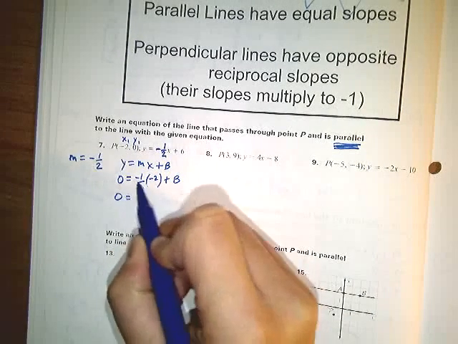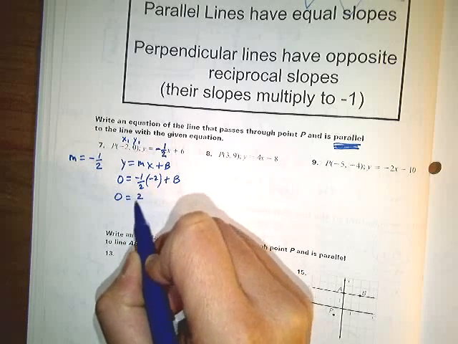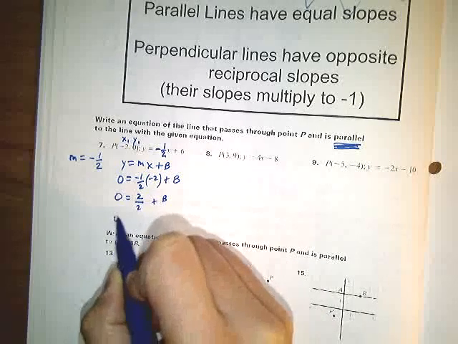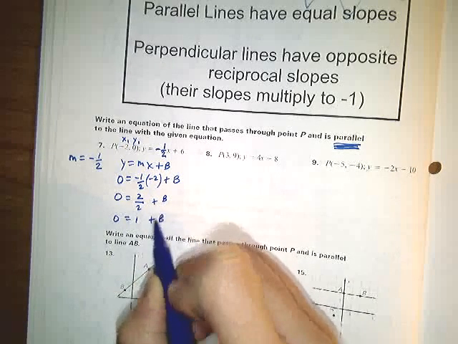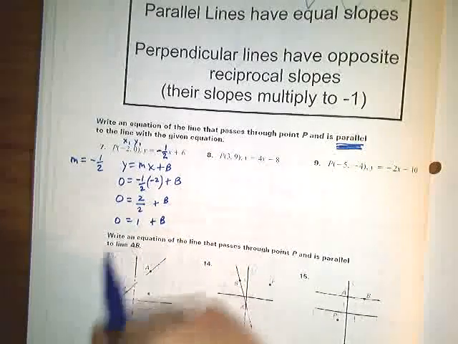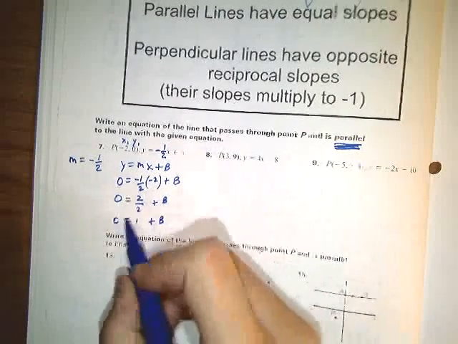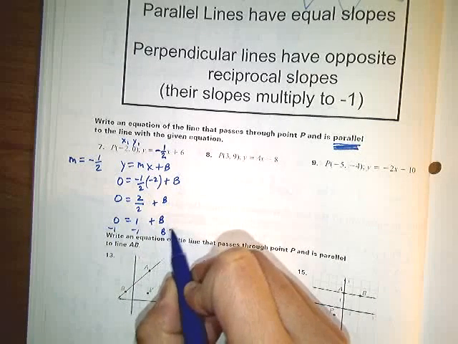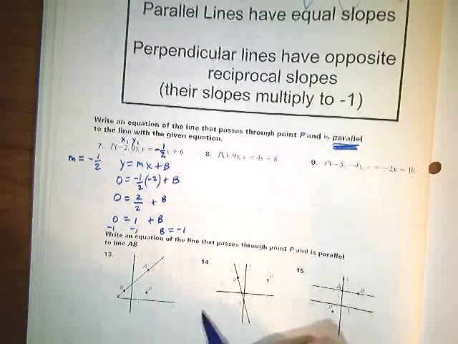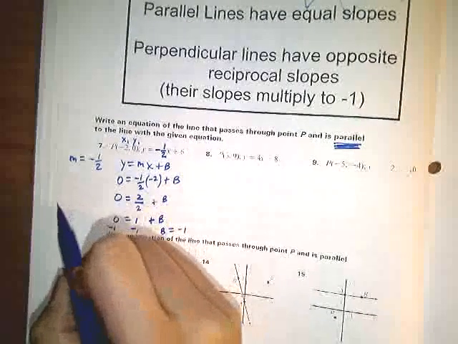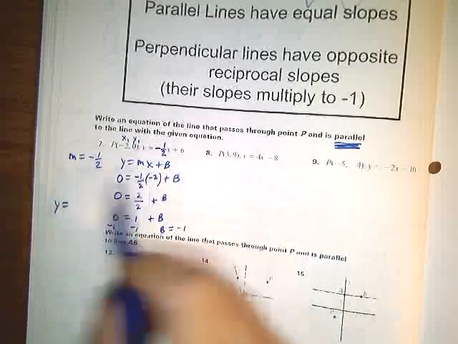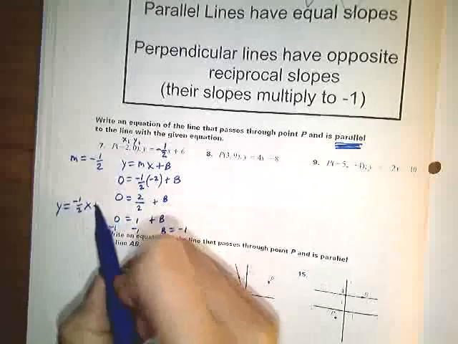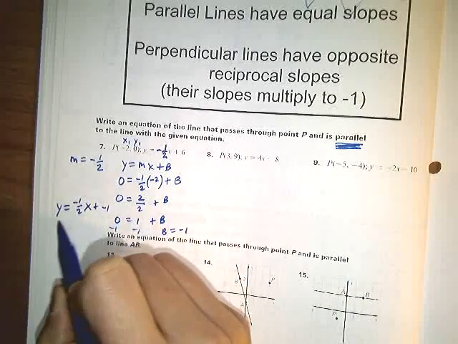To find b, I'll multiply -1 times -2, which is +2. On the bottom, I just have 2. 2 divided by 2 is 1. And in order to solve for b, all I have to do is subtract 1 from both sides. So my b value is -1. So my equation for this line would be y equals my slope number, which is -1/2, followed by x, plus my b value, which I just found to be -1.